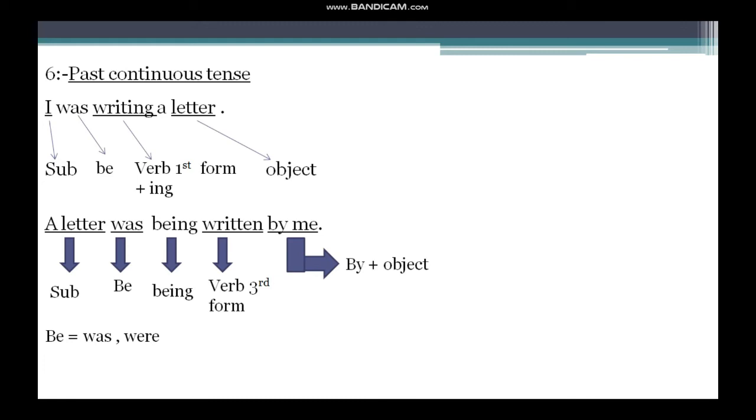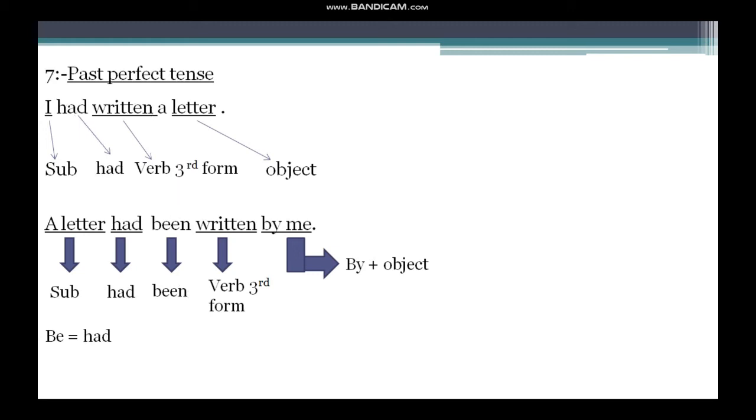In past continuous tense: I was writing a letter. This sentence will be changed into passive voice like this: a letter was being written by me. Meaning the object a letter will be used at the subject place, and then it is a singular subject, so the verb be will be used here, that is was, and being, and then the verb third form written, and then by, and then the subject I will be me. So the sentence will be: a letter was being written by me.